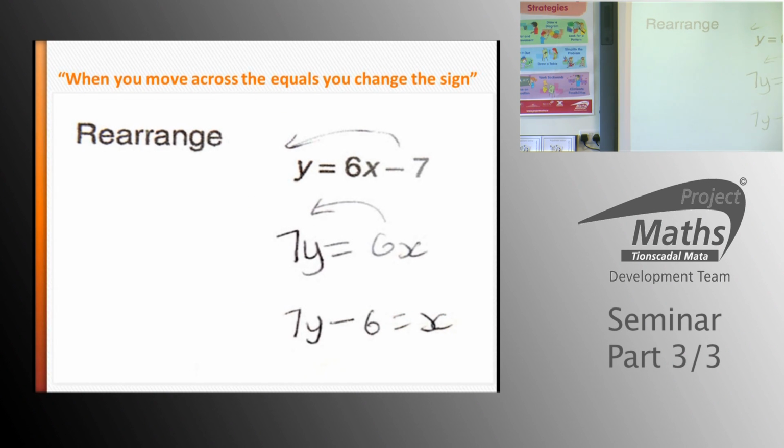And students don't seem to mind if they internalise that. They'll do anything. Like, you know, this turns into, oh, that comes across, it becomes plus 7, so that's 7y. And then this comes across here and becomes minus 6. And they don't have any problem writing that down.